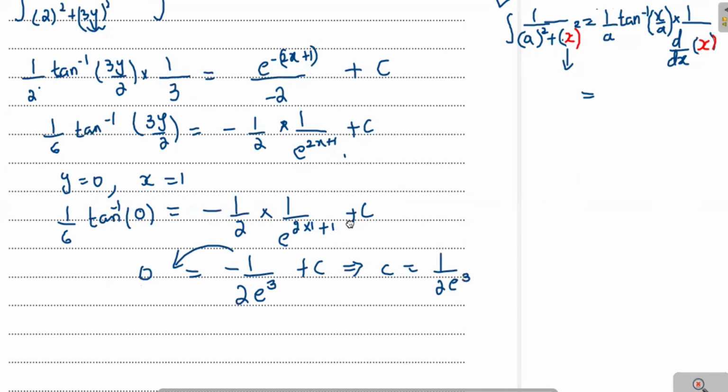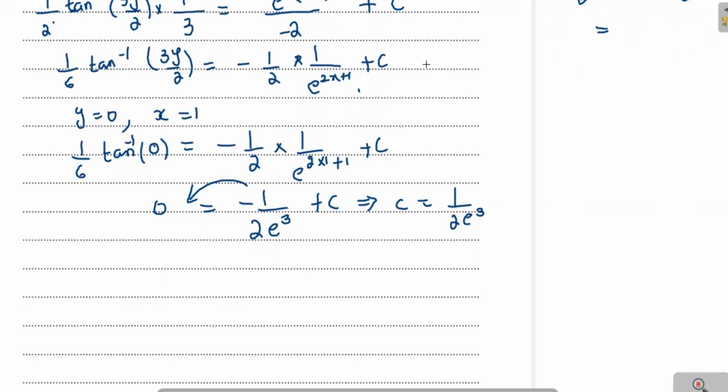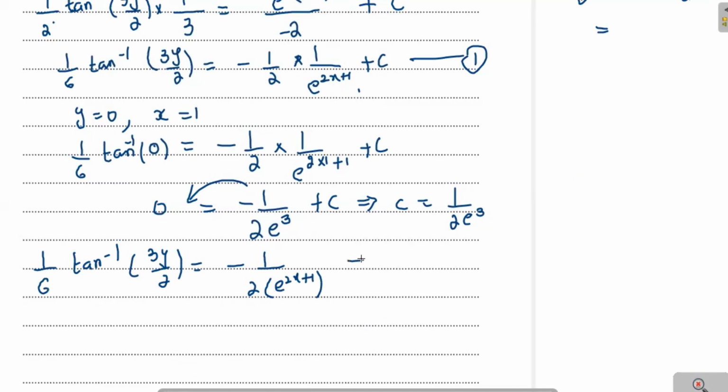Now we substitute the value in equation 1. That equation becomes 1 over 6 into tan inverse 3y over 2 equals minus 1 over 2 e power (2x plus 1) plus 1 over 2 e power 3.